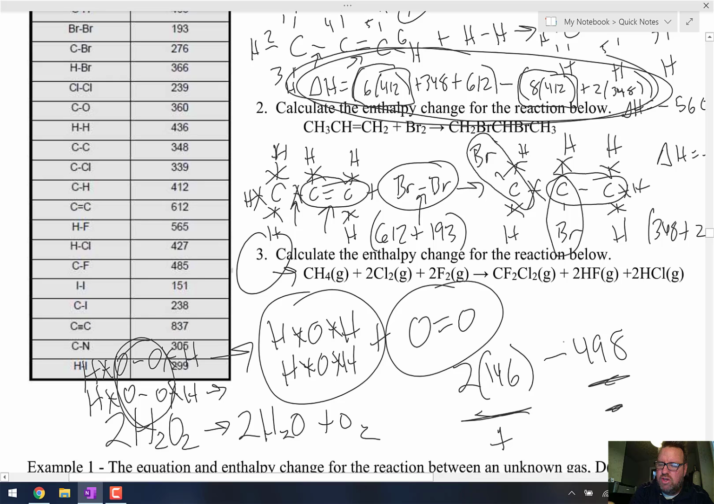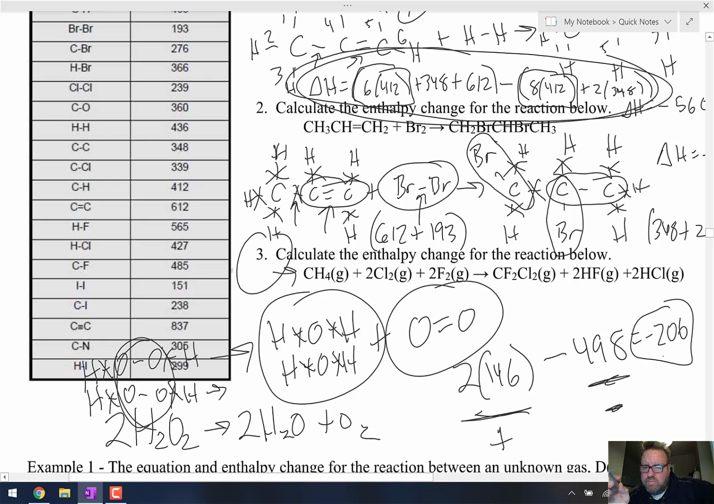So make sure you subtract those 2. So 292, which is 146 times 2, minus 498. That reaction is absolutely, and you saw it in the video, you saw that steam coming up from it. That releases 206 kilojoules per mole of energy.